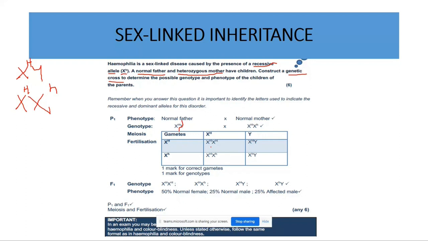This genotype, will it be hemophilic? Will it be male or female, first of all? It would be female. Will it be normal or not? It will be a normal female. This would be male, and it would be normal. This one would be female, and it will be normal, because it's heterozygous. The dominant allele blocks the recessive allele. This one would be male, and it will be hemophilic. So there's my genotype: 50% normal female, 25% normal male, and 25% affected male.